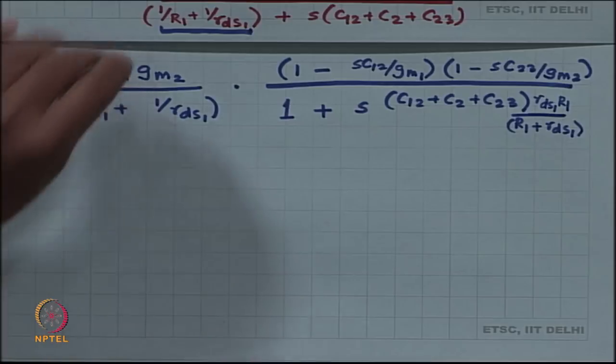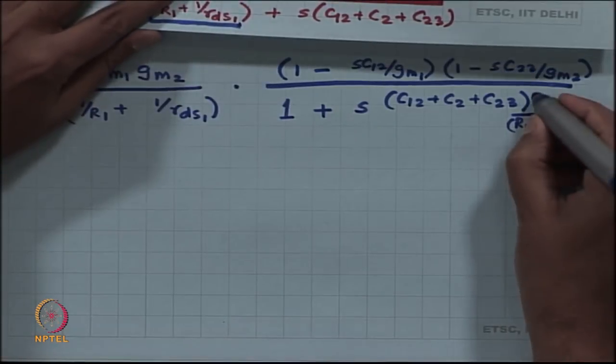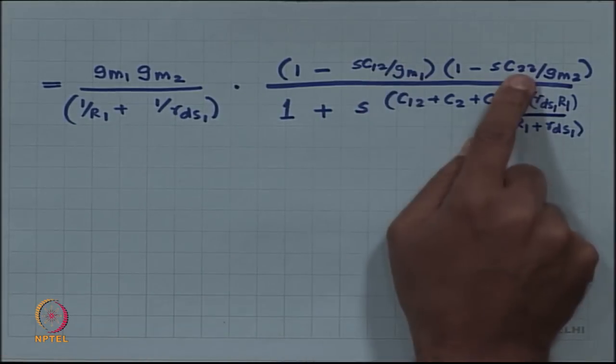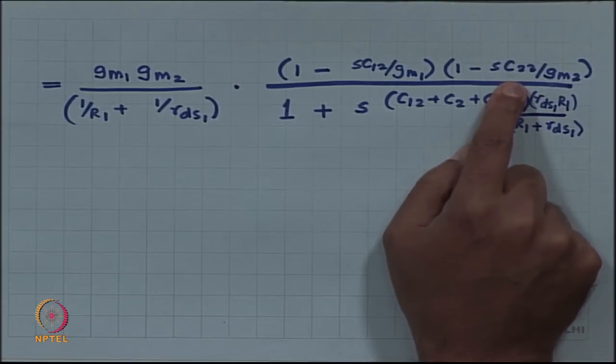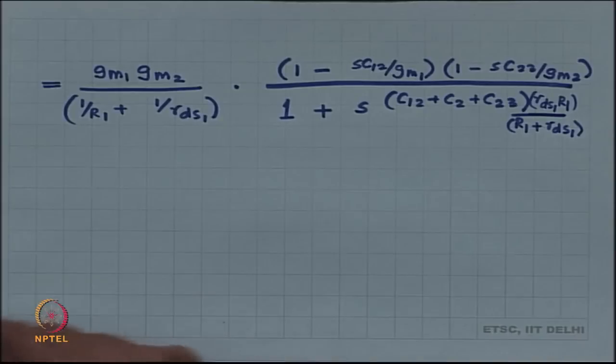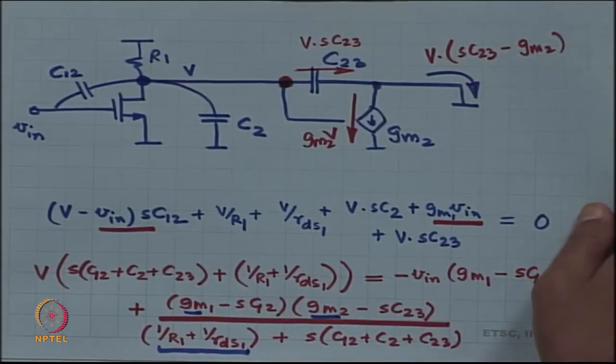Okay. What has happened over here? In my short circuit current, I got two right half plane zeros, one right half plane because of SC12 and GM1. Let us look at the circuit.